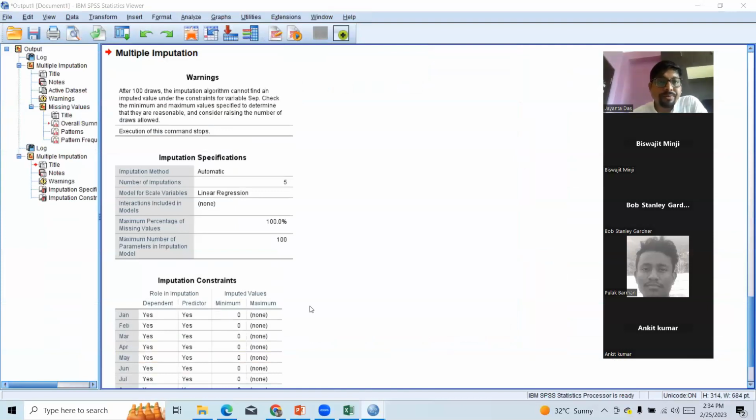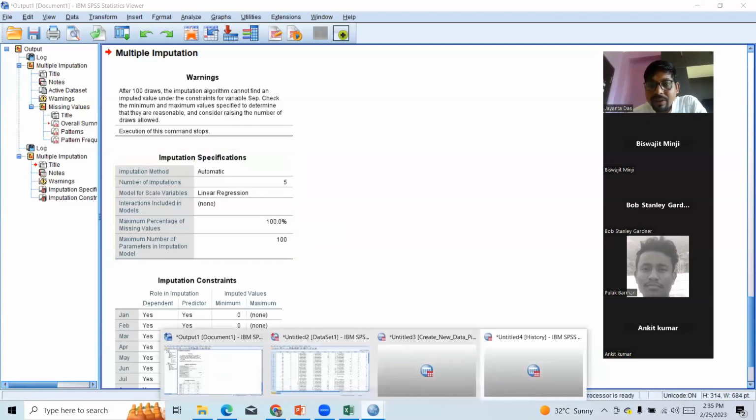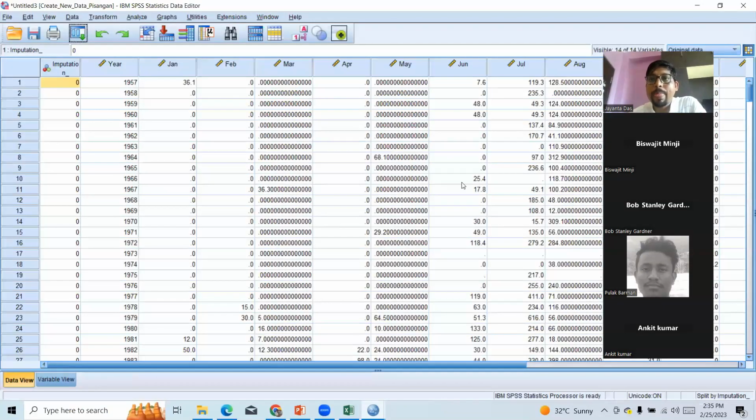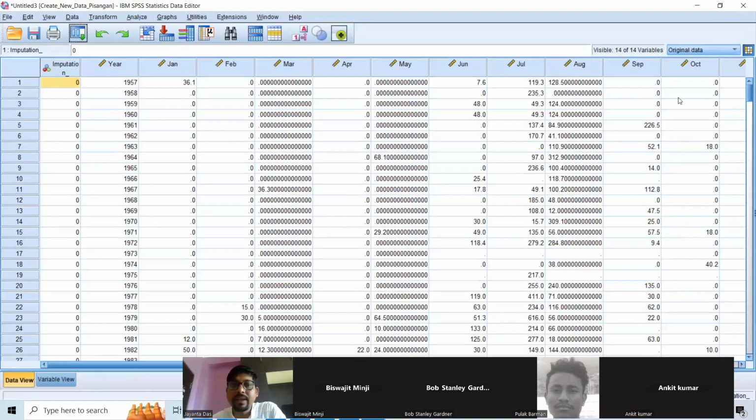Okay, now see, imputation specification, number of imputations 5. Maximum percentage of missing value 100%. So already it has calculated. Here our new data, create new data set. If you open the new data set, see, this is the original data set. Here, check it, original data set. We can find a missing record, this one.